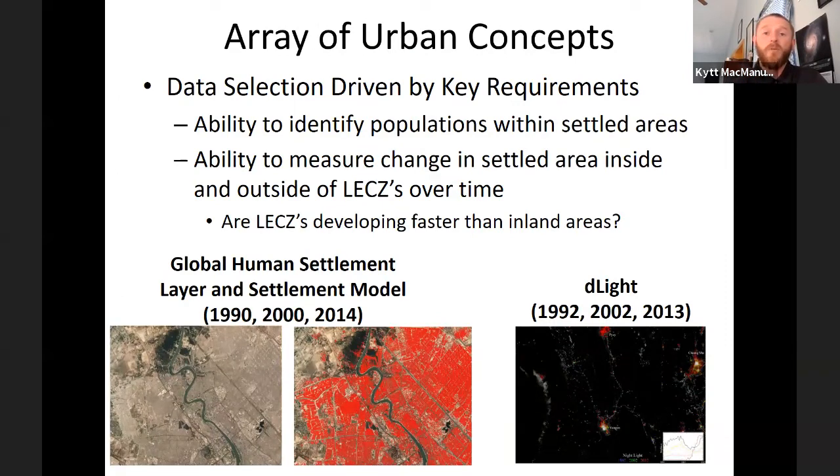When it comes to settlement data, we also had choices to make, but it's useful to note that there weren't as many ready-made products here, right? So there was a lot of raw data that could potentially be turned into settlement data, but we had to do some pre-processing in order to make that happen. Our data selection here was driven by the key requirements that we wanted to be able to identify populations within settled areas. So we wanted to know the urban population, the semi-urban population, and the rural population. And we wanted to be able to measure these settlements over time. So we want to answer the question, are the LECZs developing faster than the inland areas?